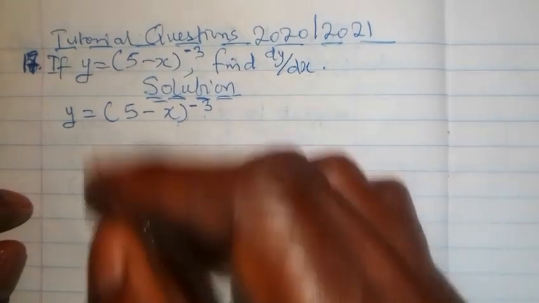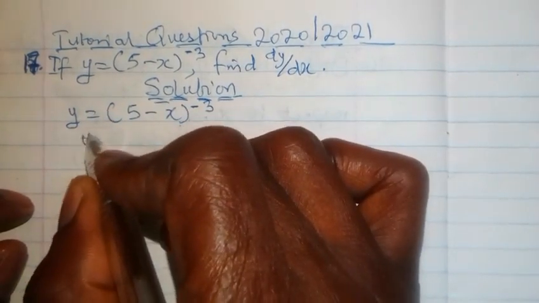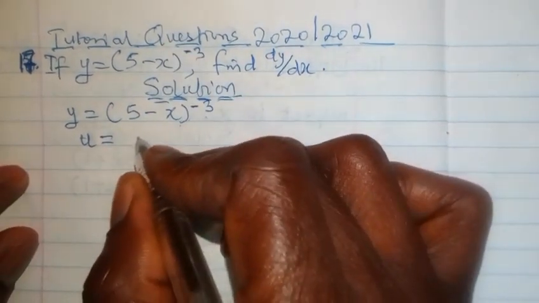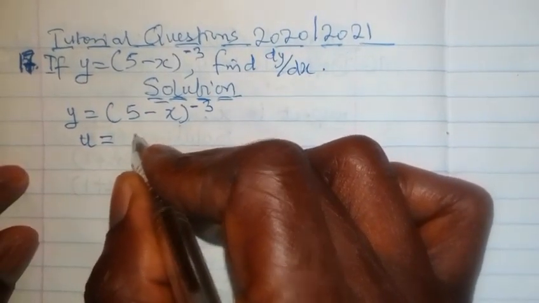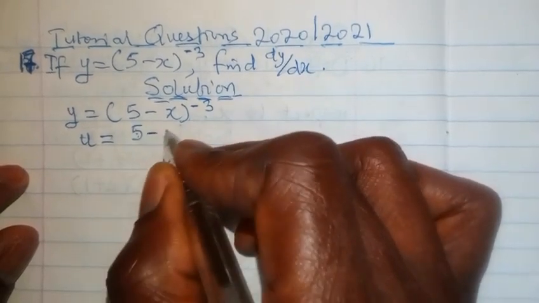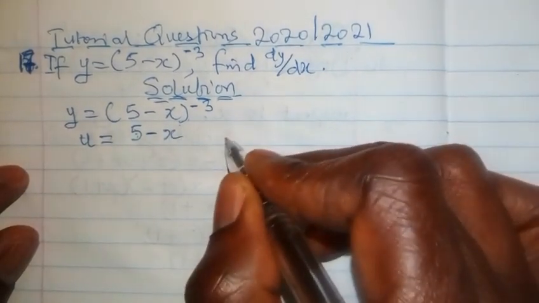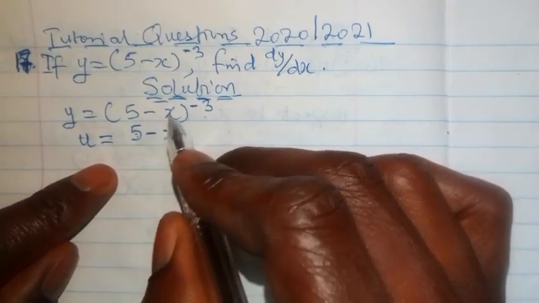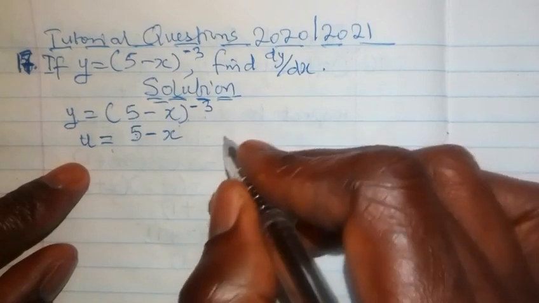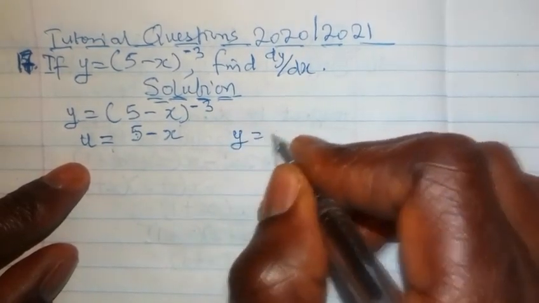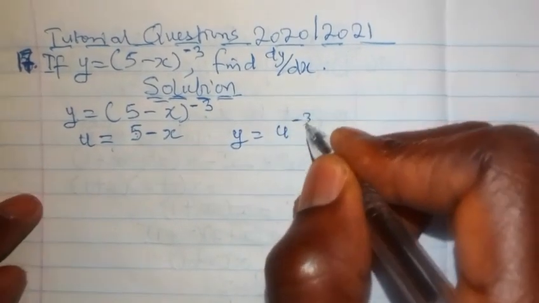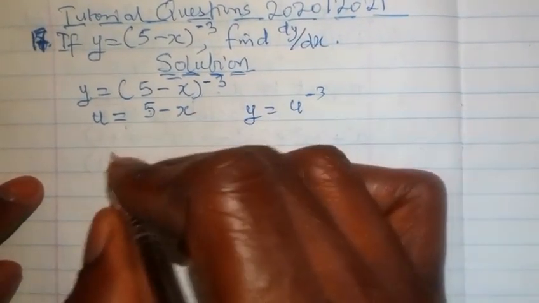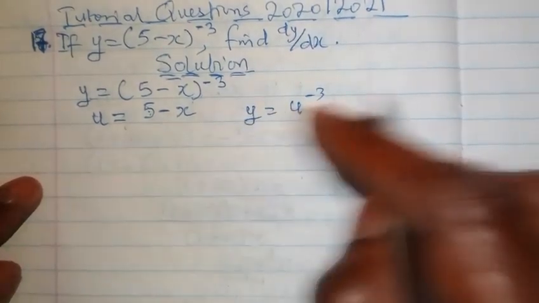Now let's proceed. The first thing we're going to do is to take our u to equal the values inside the bracket, which in this case is what? We have 5 minus x. And if we have replaced our 5 minus x with u, that means this given function, which is y, will now be equal to u power minus 3. So in this case now, we are going to differentiate both terms independently.